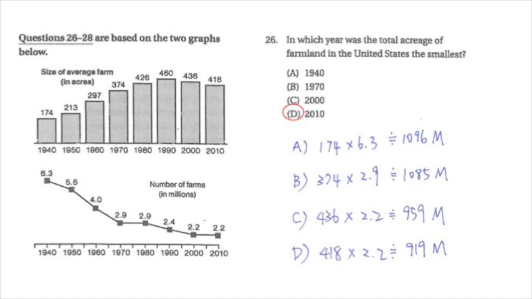For year 1970, we have 374 times 2.9, which is roughly 1,085 million. And for year 2000, we have 436 times 2.2, which is roughly 959 million. And for year 2010, we have 418 times 2.2, which is roughly 990 million. So comparing the four, we see that year 2000 is the smallest.